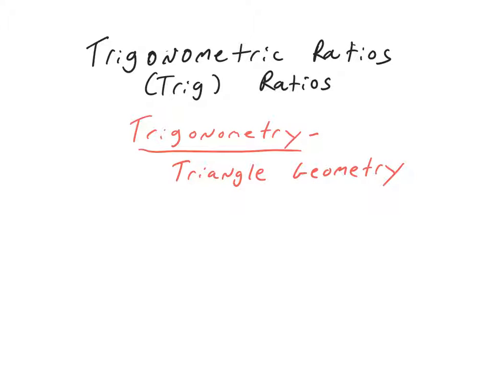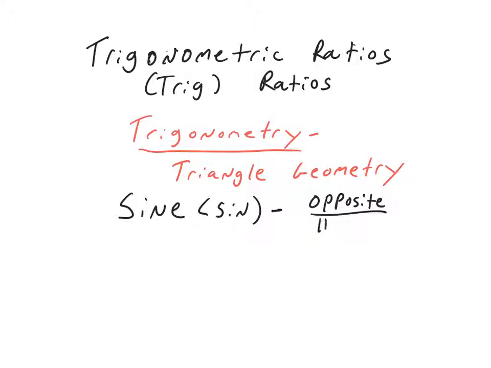So the first type is what's called the sine ratio. It's spelled S-I-N-E. On a calculator, it's just shortened to S-I-N. But don't call it sin, it's pronounced sine. And what the sine is, it is the opposite side over the hypotenuse.